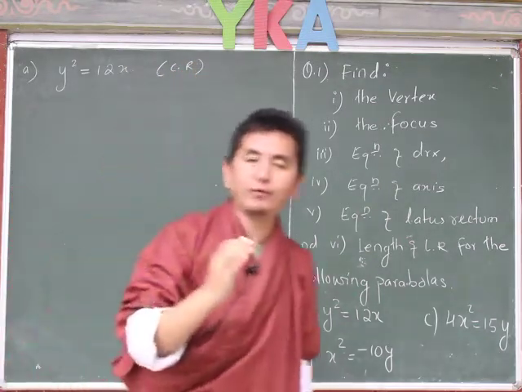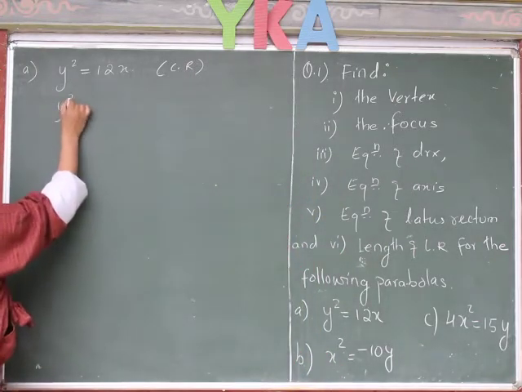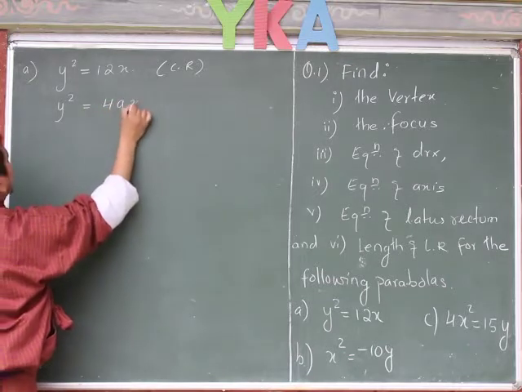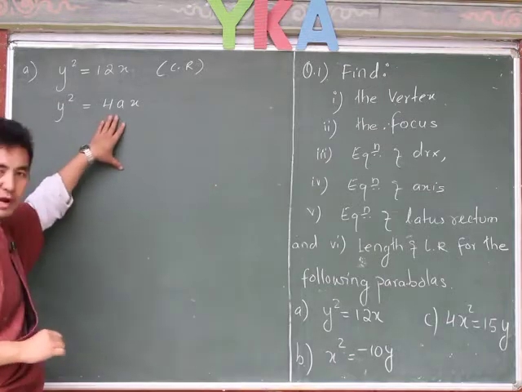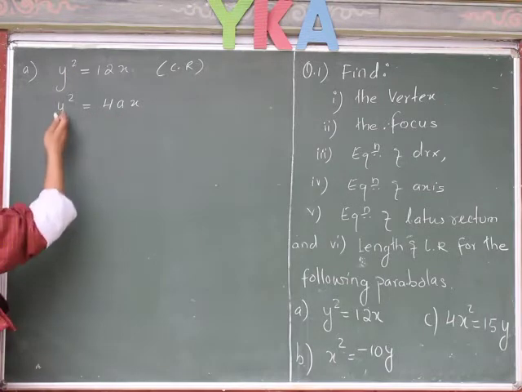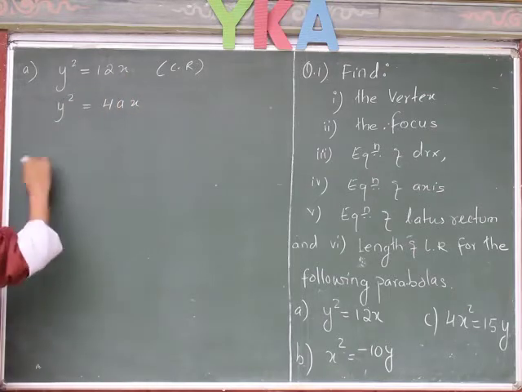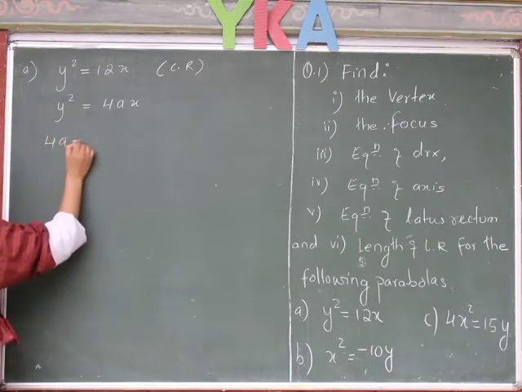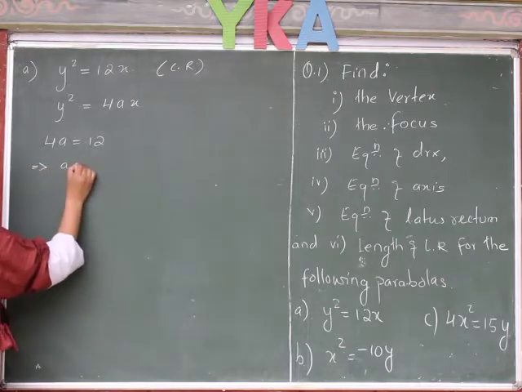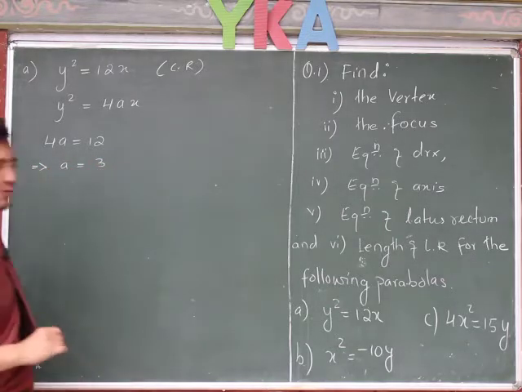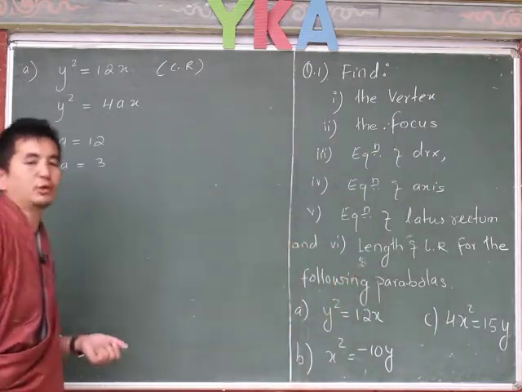If you find this is a concave right parabola, make sure you compare with the concave right equation, which is the standard form, y squared equal to 4ax. So now we have y squared on the left-hand side and x on the right-hand side. Comparing, 4a is equivalent to 12. That implies a is equivalent to 3. We need to find the value of a to find the vertex, focus, and everything else. But for the vertex, usually we don't need it.